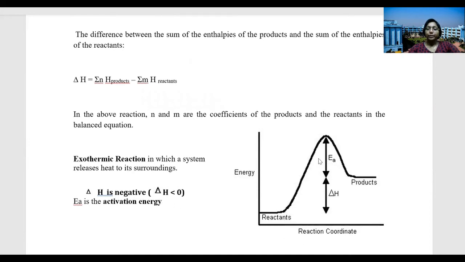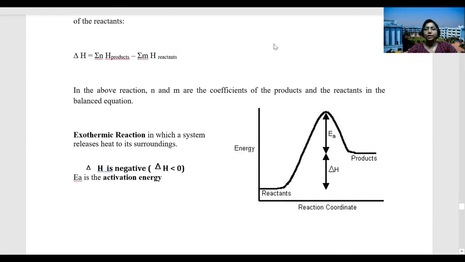Now, from the figure you can see that in an exothermic reaction, in which a system releases heat energy to the surroundings, del H will be negative. Del H will be negative. Okay, so here you can see the energy level. It is the reaction coordinate.